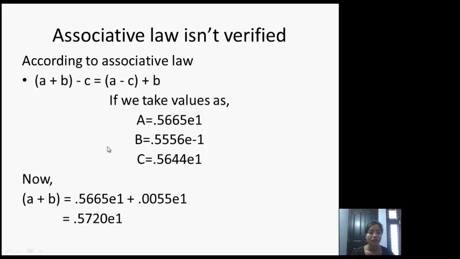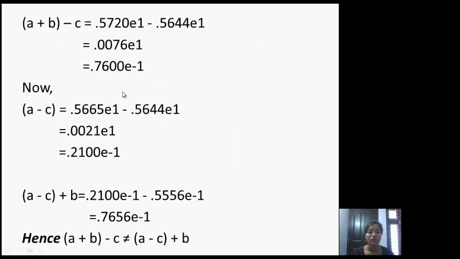Now we compute the value of a + b, that is, the LHS. We'll have 0.5720 × 10^e1 for a + b. Now adding the value of c to this, we'll have 0.7600 × 10^-1.